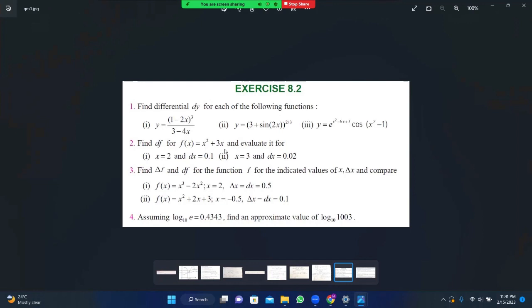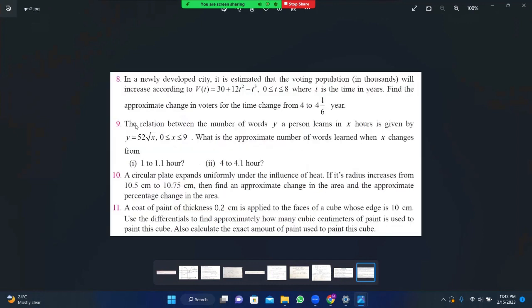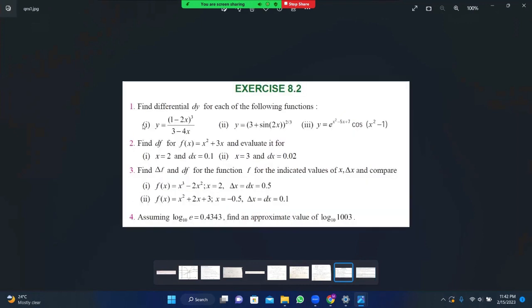In exercise 8.2, we'll be dealing mostly with 4 questions: question 1 part 3, question 4, question 8 and question 11. Question 1 is: find the differential for the following function. Subsection 3 is y equal to e to the power of x square minus 5x plus 7 into cosine of x square minus 1. So this involves a couple of properties which we studied before.